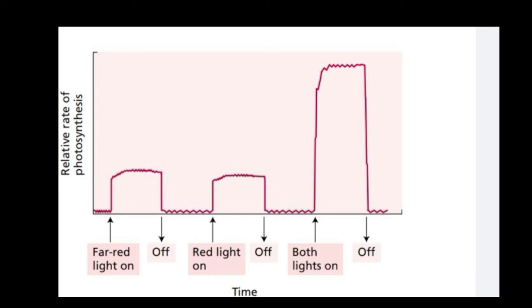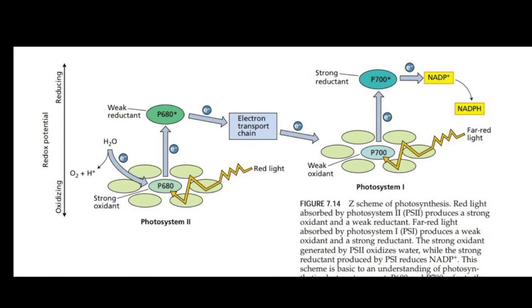Now, this Emerson enhancement effect led to the discovery of two systems, photosystem 1 and photosystem 2, that absorb different wavelengths of light and operate in series to carry out early energy storage reactions of photosynthesis. Now, this is photosystem 1 and photosystem 2. Photosystem 1 absorbs far red light. On the right hand side is photosystem 1, and on the left hand side of this diagram is photosystem 2.